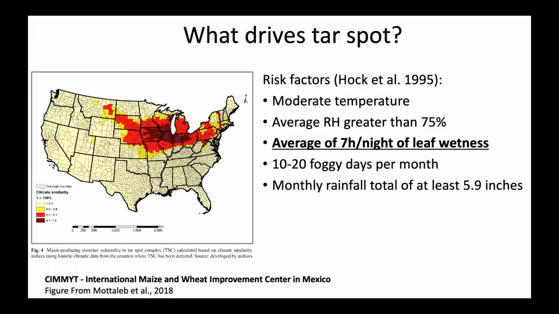Even up into the higher 80s and 90 degrees. It prefers relative humidities greater than 75%. And the critical thing is that it really would like 7 hours or more of leaf wetness, particularly through the night period. So fog and rain, humidity are very favorable. And hence the epidemic that we saw this last year.